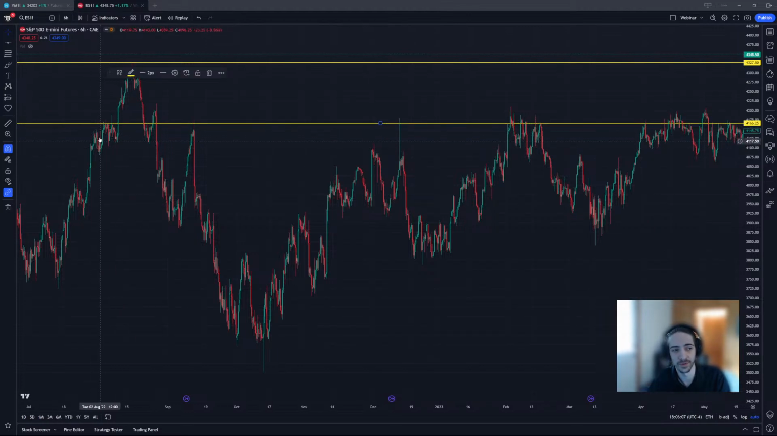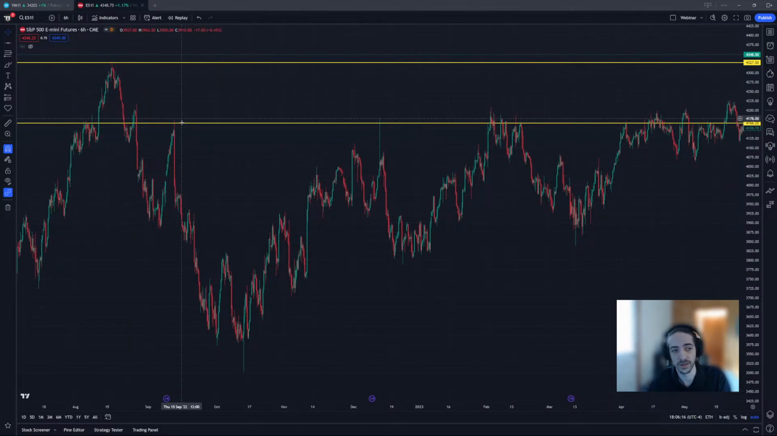Right here was resistance, then we broke it, came up again. This was an area where we consolidated as well. And then again, here we go, we're resisting it. Every time we broke it, we rejected. Every time we came under it, we came back up. Every time it's a liquidity grab.